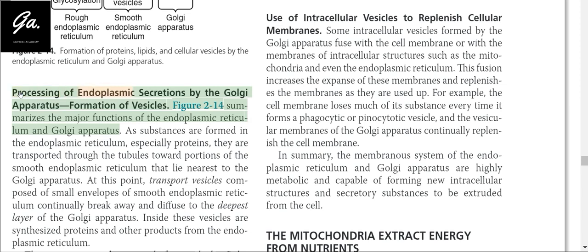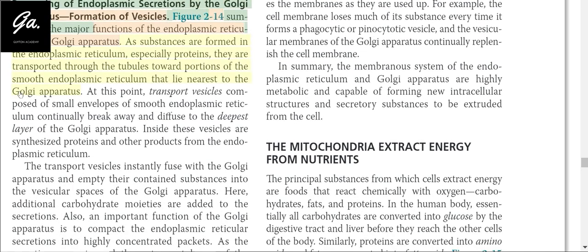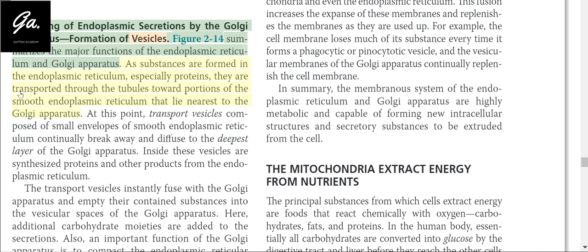Processing of endoplasmic secretions by the Golgi Apparatus. Formation of vesicles. Chapter 2 to 14 summarizes the major functions of the endoplasmic reticulum and Golgi apparatus. As substances are formed in the endoplasmic reticulum, especially proteins, they are transported through the tubules toward portions of the smooth endoplasmic reticulum that lie nearest to the Golgi apparatus.